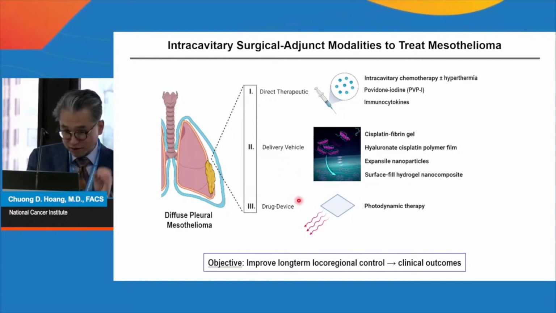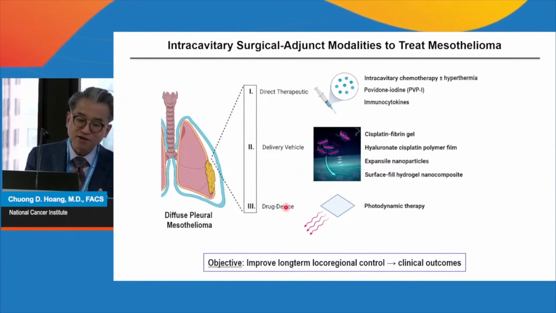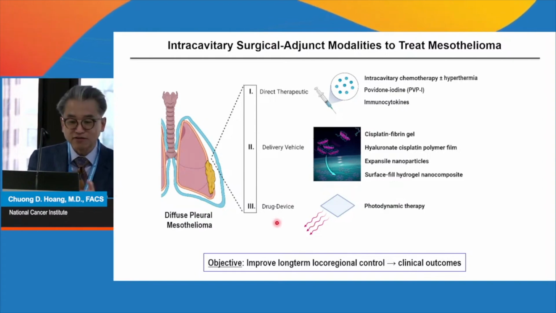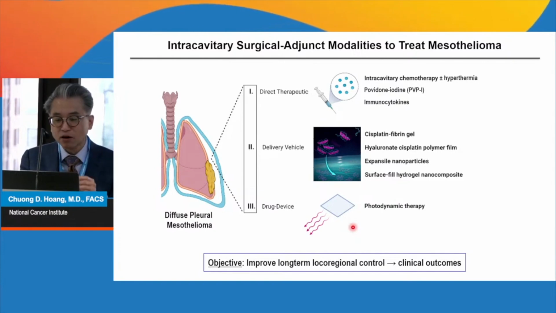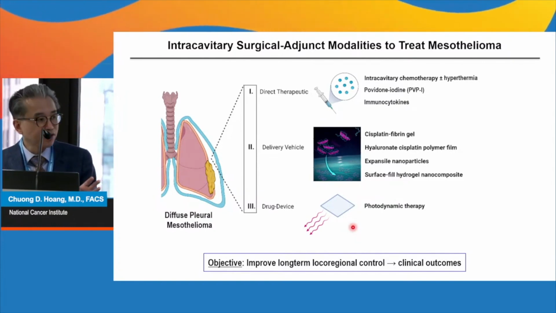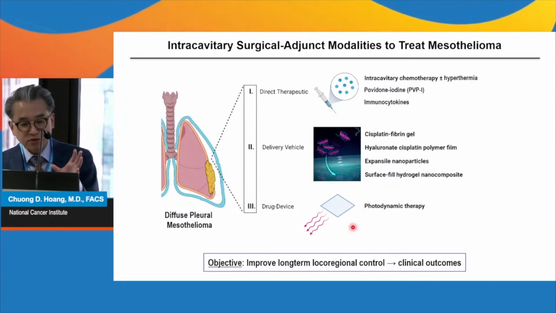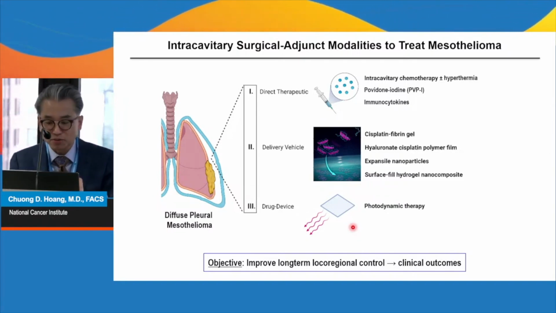And then the third grand category of adjuvant therapies is what we term drug-device combinations, and I'll show you what photodynamic therapy is. But all of these are meant to improve the macroscopic effect of surgery to be able to target the microscopic residual cells and completely eradicate the tumor.